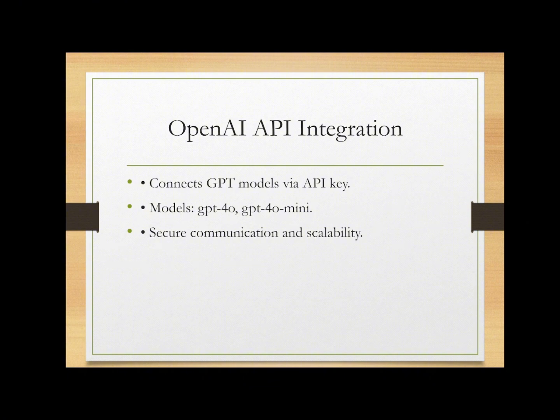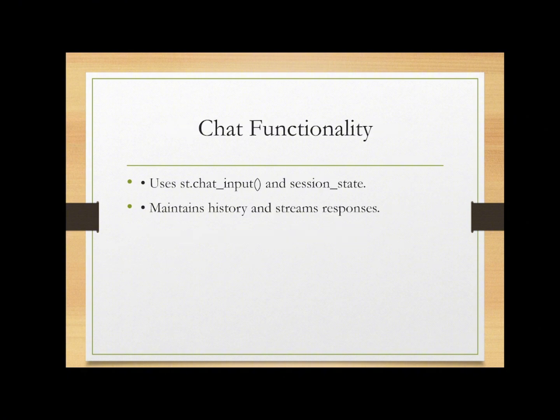Coming to OpenAI API integration, the OpenAI API is the brain of the assistant. It provides access to advanced models like GPT-4o and GPT-4o Mini. The API keys allow secure connection between the Python app and the OpenAI server, enabling smooth text generation.